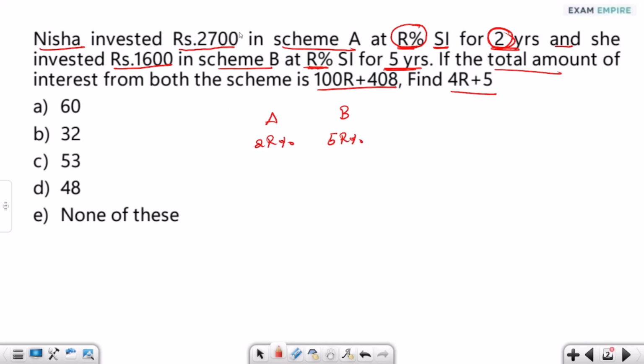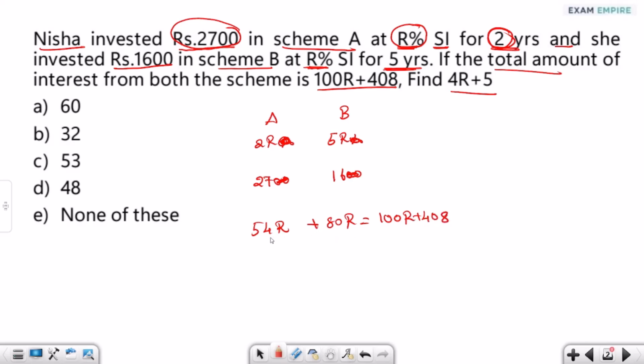Okay. So next in scheme A, how many rupees is Nisha investing? 2700. And in scheme B, 1600. So you already know this percentage and zeros will get cancelled. And what is the total amount of interest from both the schemes? It is 100 R plus 408. So 27 into 2 R is 54 R plus 16 into 5 R is 80 R, equal to 100 R plus 408.